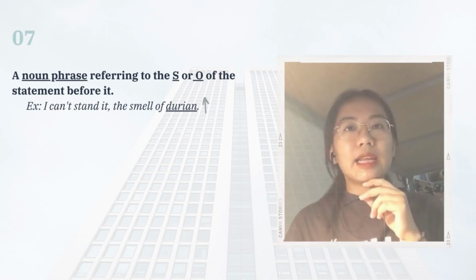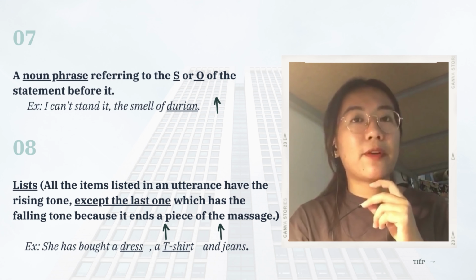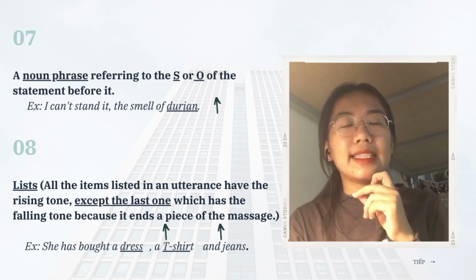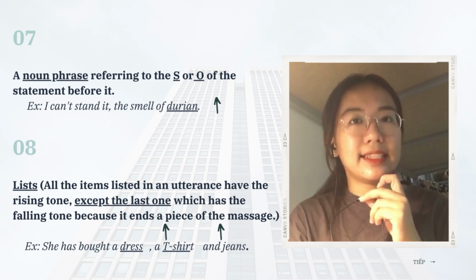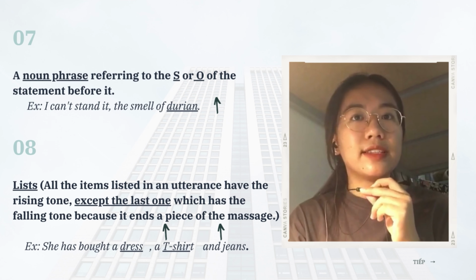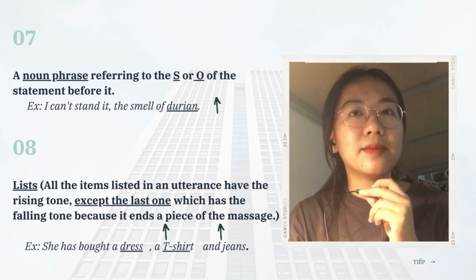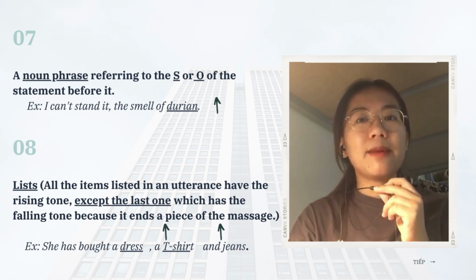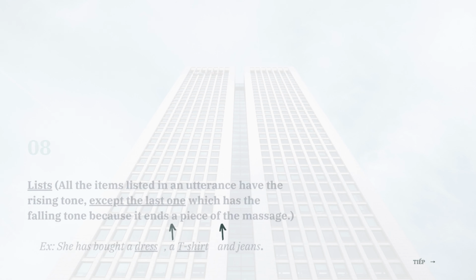What? Number 7. A noun phrase referring to the subject or object of the statement before it. For example, I can't stand it. The smell, brilliant. And number 8 is lists. All the items listed in an utterance have the rising tone, except the last one, which has the falling tone because it ends a piece of message. For example, he has bought a dress, a t-shirt, and jeans.